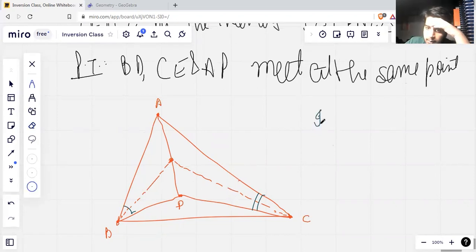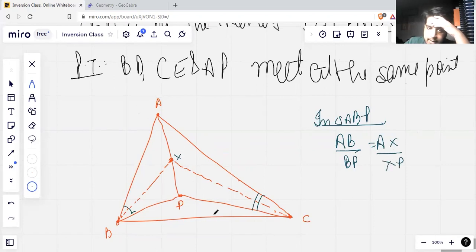In triangle APB, if I apply the angle bisector theorem, I'll get AB by BP equal to, let's call this point X, AX by XP. And in triangle ACP, I'll get this is equal to AC by CP. So the question is equivalent to proving AB by BP is equal to AC by CP.